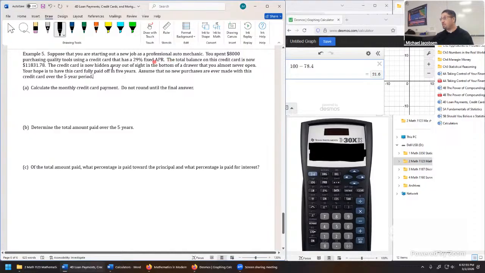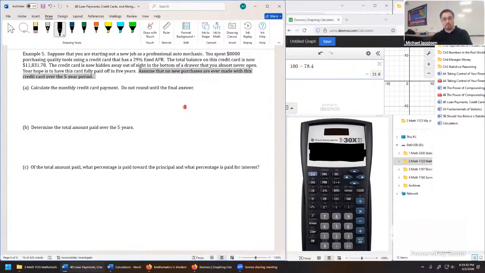We're told the total balance on this card is now $11,831.78. I should have put a comma there just for readability. So the card already had a balance. It wasn't extreme, but now it is. That's quite a balance for a credit card. So this person may be feeling guilty and wanting to get that paid down, hides the credit card out of sight on the bottom of a drawer that is almost never opened, and they hope to have it fully paid off in 5 years. That's their goal. So we're going to make the assumption that no purchases are ever made with this card over the 5-year period. Maybe they did get hard times if they opened a new card, but on this one, no additional purchases are ever made.